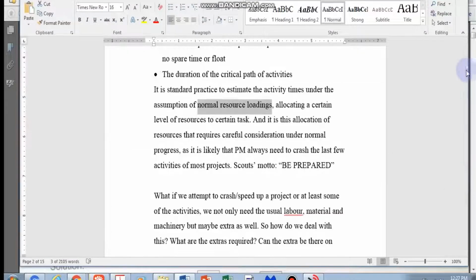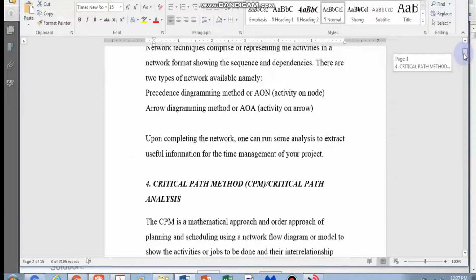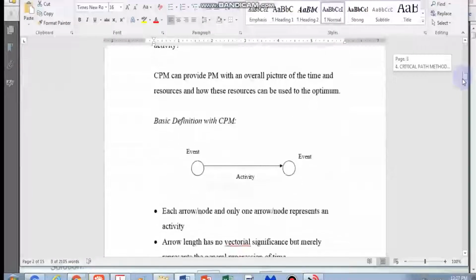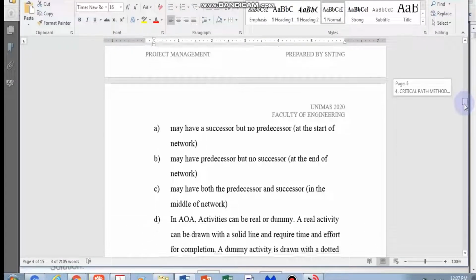So in this part here, I provide you with an example of how to do critical path analysis, and these are some of the notes and do's and don'ts which we've explained already.